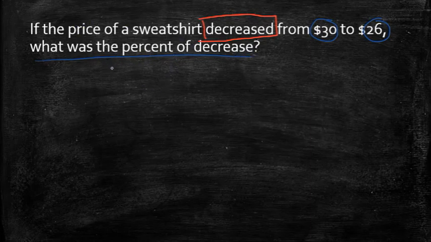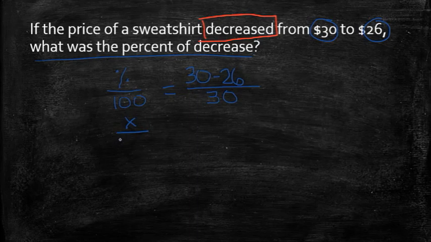So we're going to set up our proportion. We're going to go ahead and write a percentage sign there, just so we know that that goes there. Of course, the 100 goes here. We have an equal sign. It's still a type of equation. And we know that 30 minus 26, because I took the original amount here and I'm subtracting the new amount. And I'm going to put this over the original amount. So the percentage will be your unknown variable at this point.